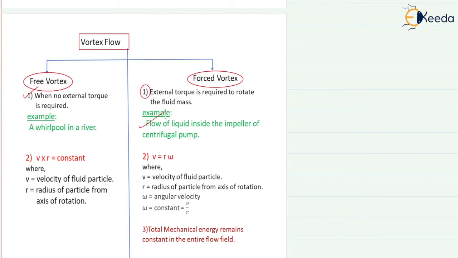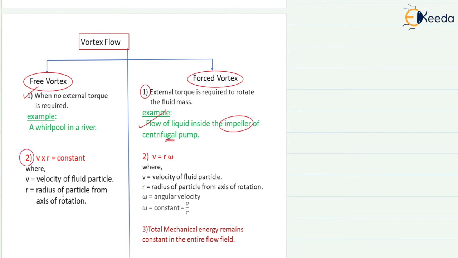Example, flow of fluid inside the impeller of a centrifugal pump. You know the centrifugal pump, or a washing machine or any motor, we need to supply electrical power externally. When we have to supply the electrical power externally, that is called forced vortex flow. Even if you want to rotate the water kept in a bucket with your hand, that means you are applying work. So that is called forced vortex flow. When the vortex is created by natural forces, that is called free vortex flow. Okay, the equation involved in vortex flow is v into r equal to constant.